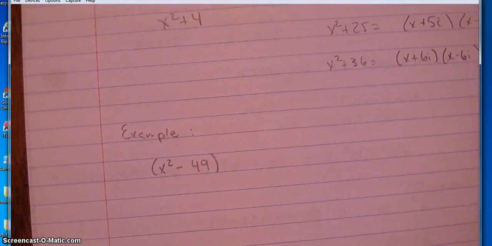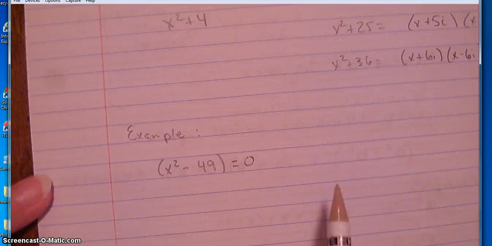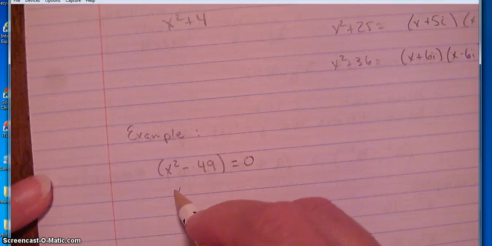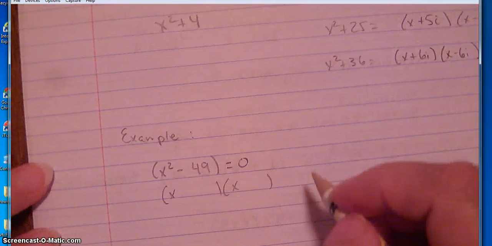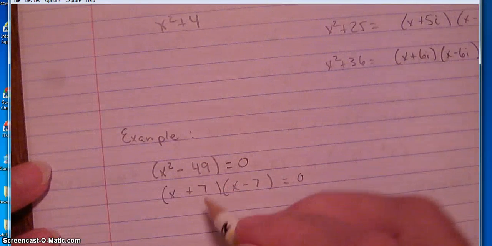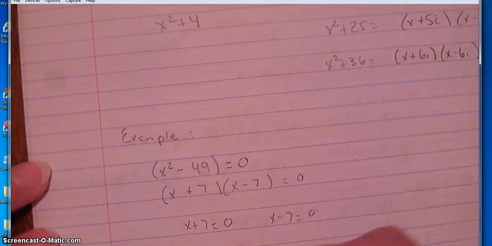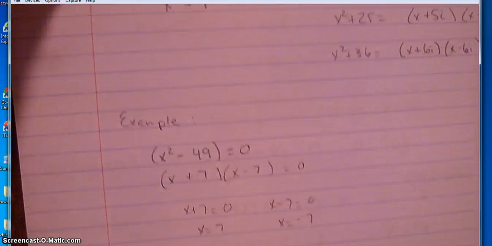Alright, so let's look at an example where we're actually going to solve this polynomial. I have x squared minus 49 equals 0. So I know I have a difference. I have a binomial, two terms, and I see that these are both perfect squares. So I know that I can factor it using the square root of x squared and the square root of 49, making one a positive and one a negative. That gives me x plus 7 equals 0 and x minus 7 equals 0. So x equals negative 7 and x equals 7. That gives me my two x-intercepts.